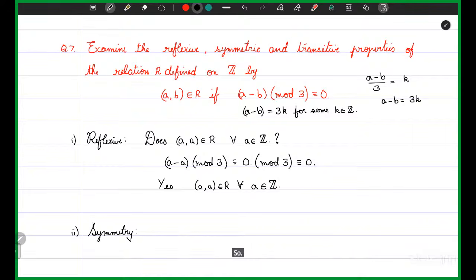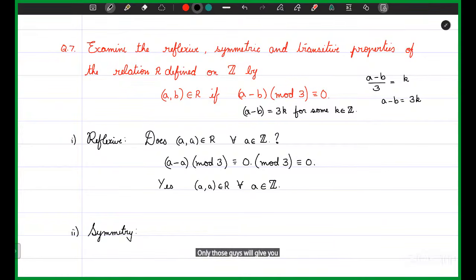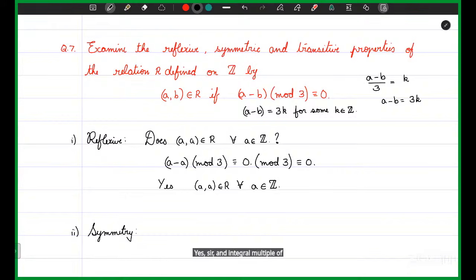So what sort of numbers give you remainder 0 when you divide by 3? They're precisely multiples of 3, right? Like 3, 6, 9, plus or minus, all of those. Only those will give you remainder 0 when you divide by 3. That is why a minus b mod 3 equal to 0 is the same as saying a minus b is an integer multiple of 3, and that is the same as saying a minus b is 3k for some integer k. Is that okay? Yes, sir.